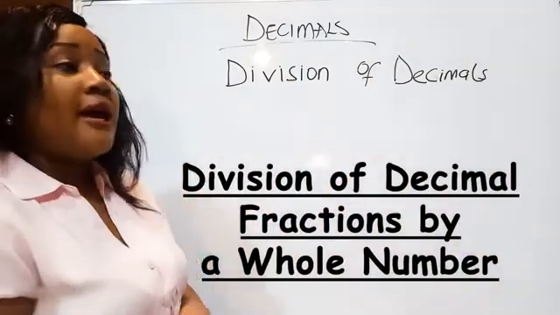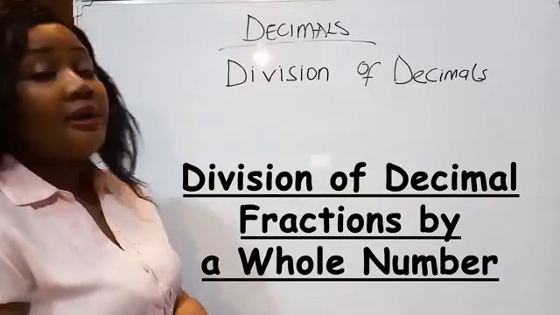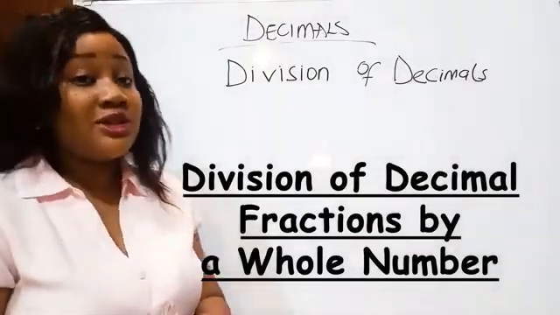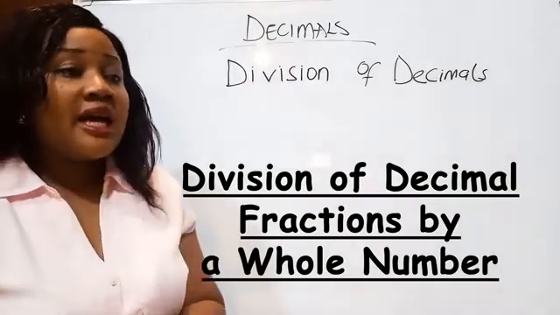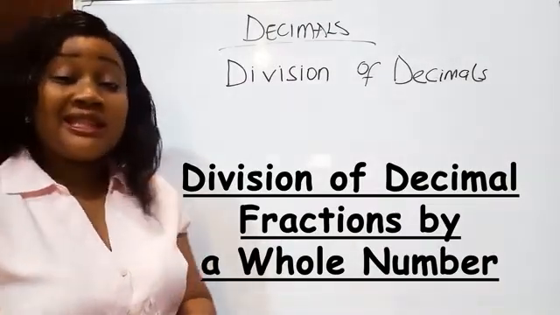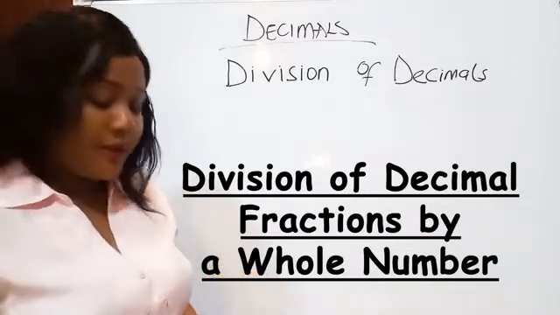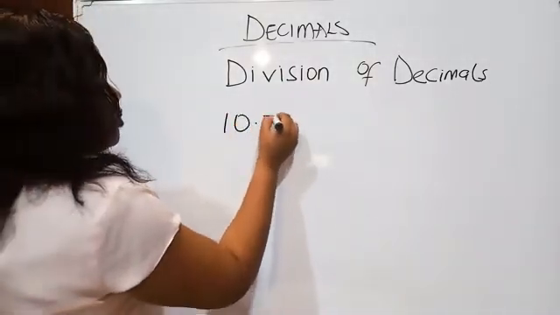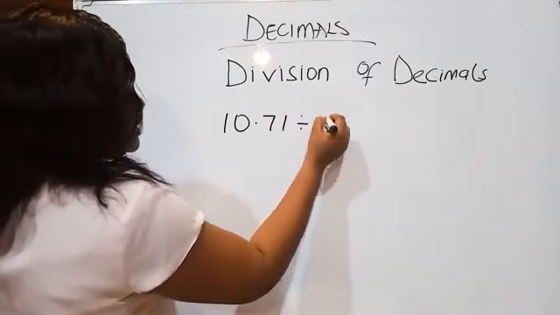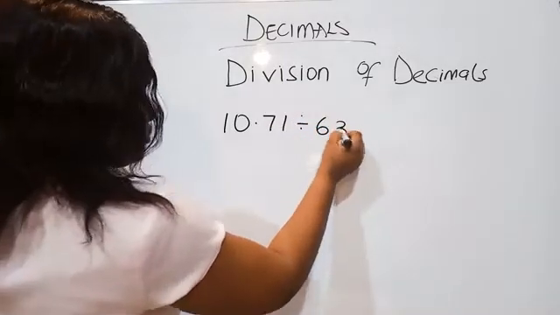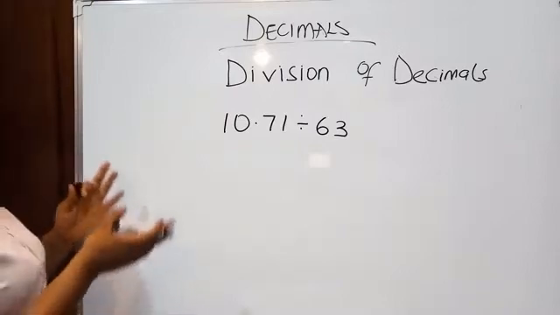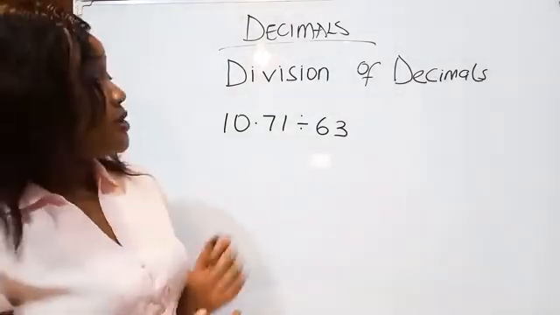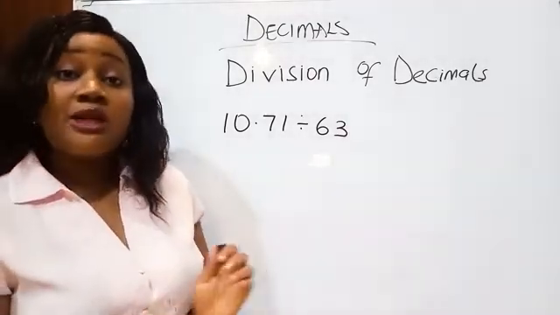Okay. Now, there are different scenarios or instances you can have when you're trying to divide decimals. The first one is trying to divide a decimal by a whole number. Let's take, for example, 10.71 divided by 63. Okay? Now, if you're trying to solve something like this, I hope you can still remember long division. So we're going to try using the long division method to solve it.